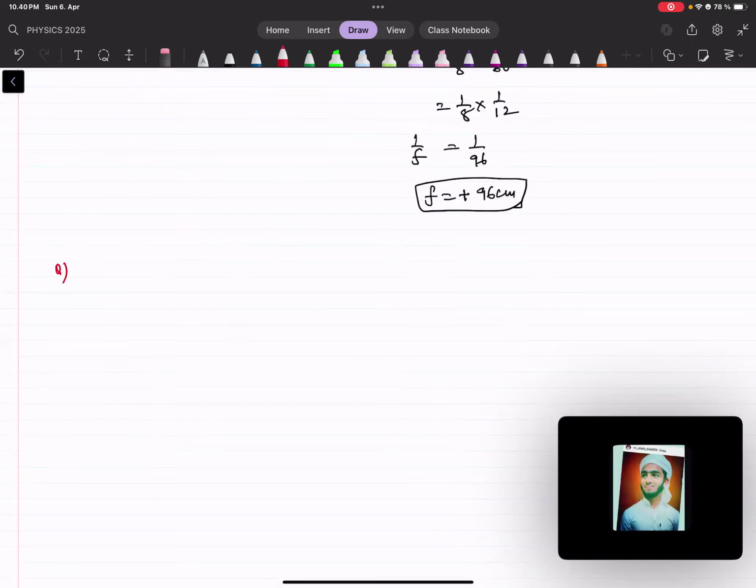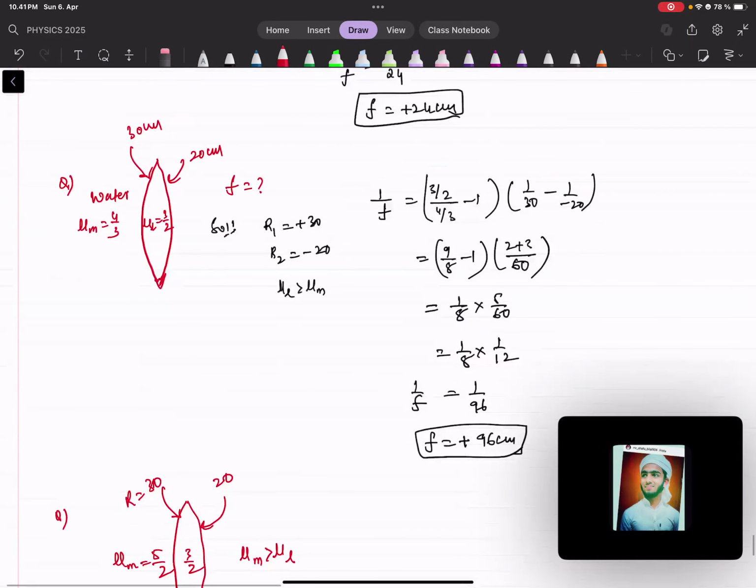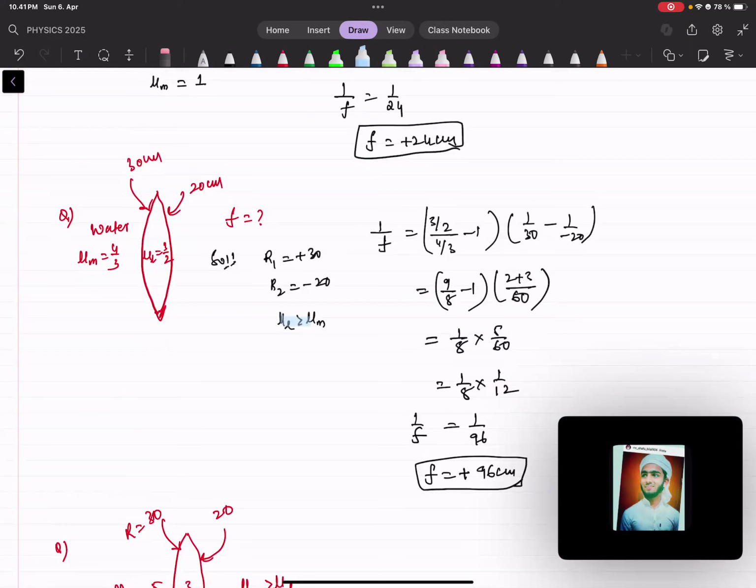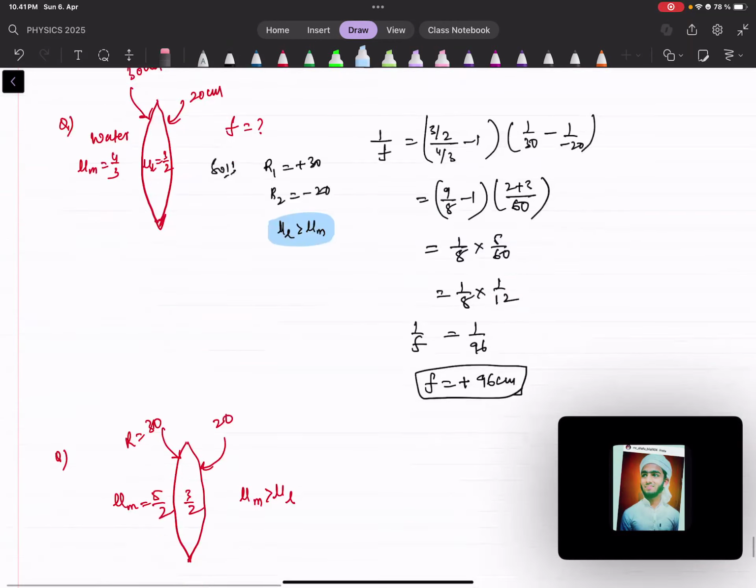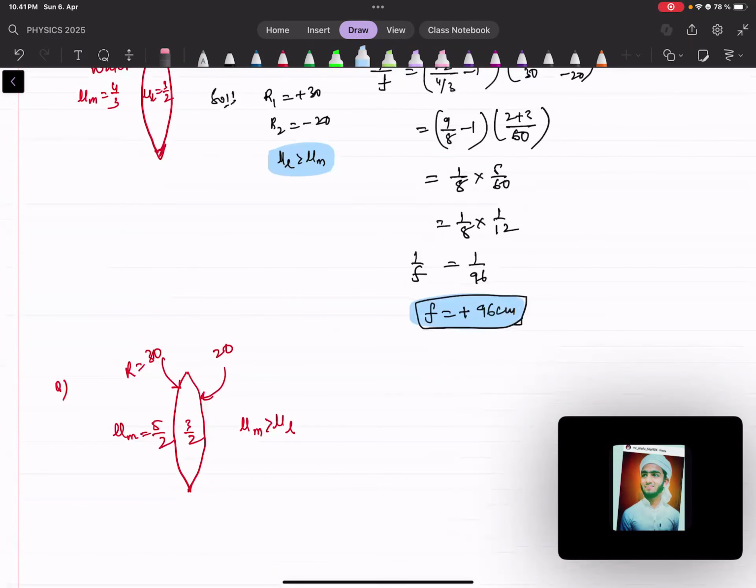One more question. Like say, for example, this is your lens. Refractive index of this one is 3 by 2. Medium is equal to 5 by 2. Radius of curvature here is 30. This radius of curvature is 20. Here the refractive index of the medium is greater than the refractive index of the lens. Then what happens? See, this point is very important. If the lens is greater than the medium, the focal length will come out positive. Now here medium is greater than lens, so the focal length should come out negative.